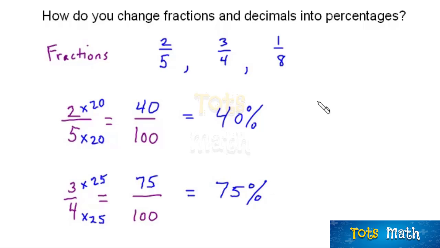Well, now let's try 1/8. Can we make an equivalent fraction that means 1/8 whose denominator is 100? Well, 8 is not a factor of 100, so it's not as easy to convert 1/8 into a fraction whose denominator is 100. So we're going to need another method. We're going to have to change 1/8 into a decimal and then change the decimal into a percentage. So we should take a look at how to convert decimals into percentages.